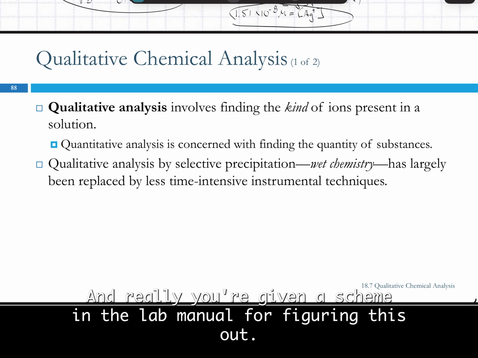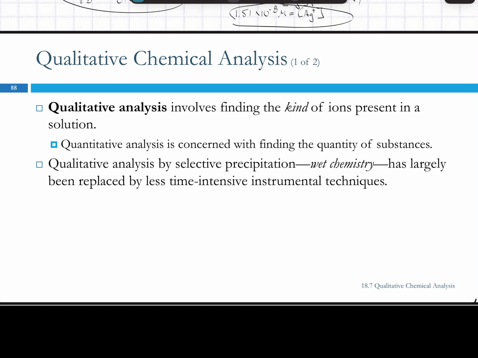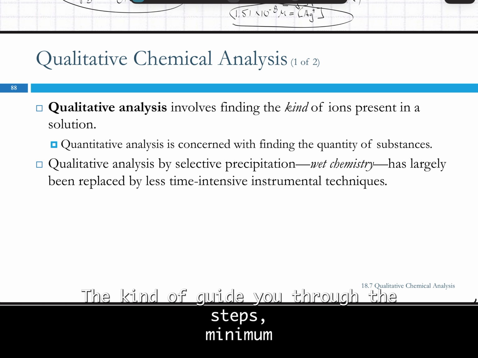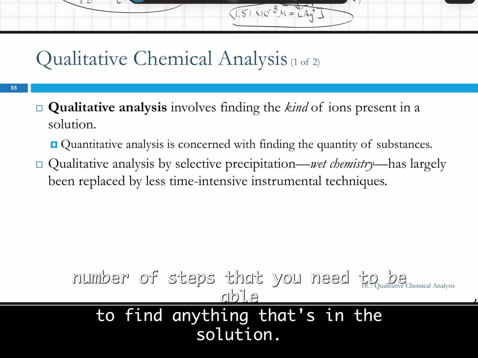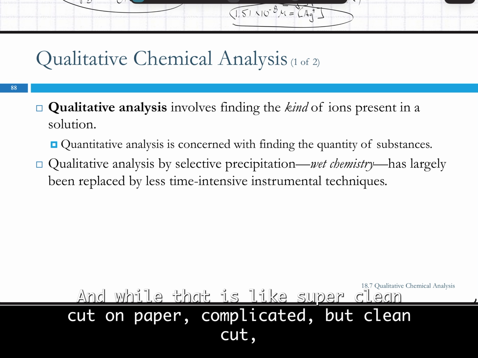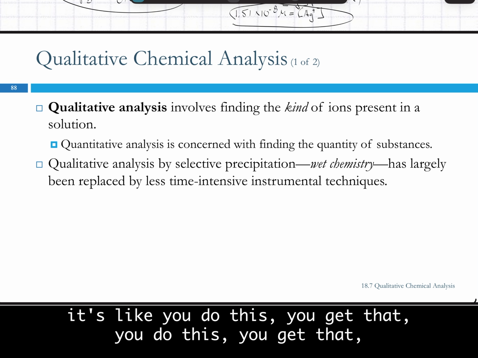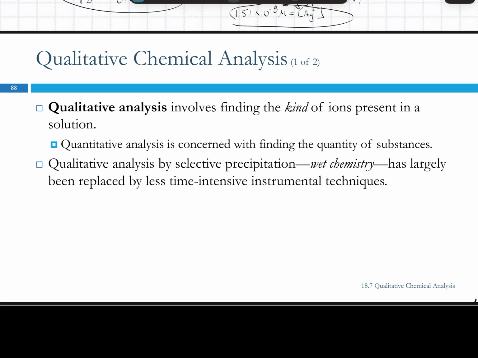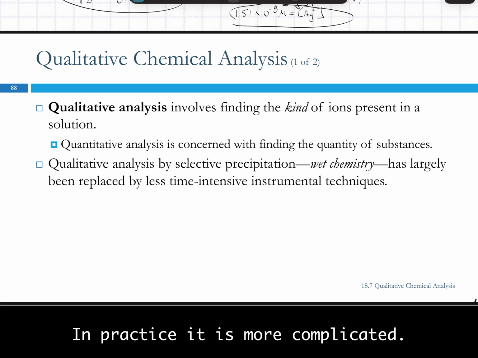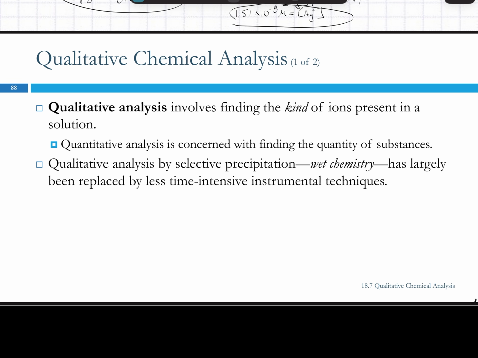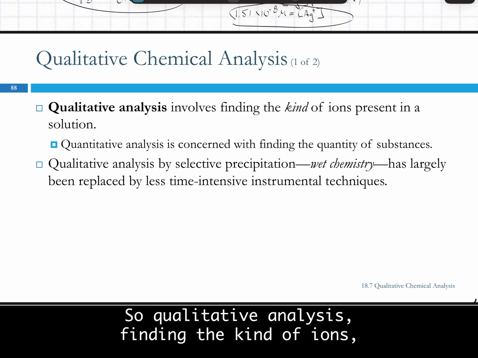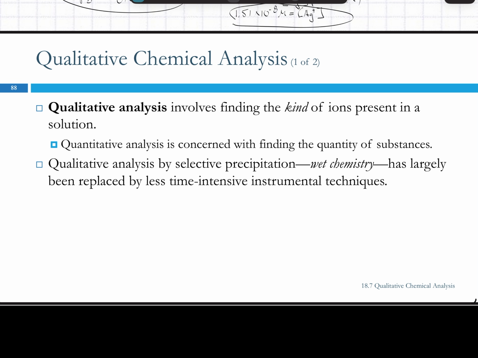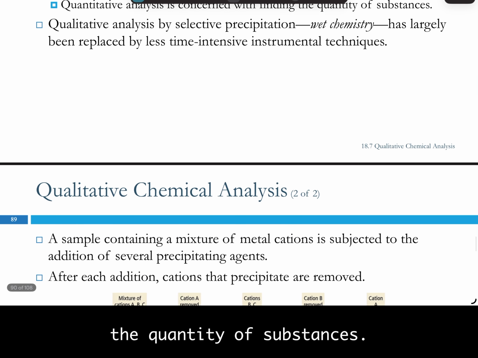And really, you're given a scheme in the lab manual for figuring this out, to guide you through the minimum number of steps that you need to be able to find anything that's in the solution. While that is super clean cut on paper, you do this, you get that, you move down the chart. In practice, it is more complicated. So qualitative analysis is finding the kind of ions, whereas quantitative would be the quantity of substances.